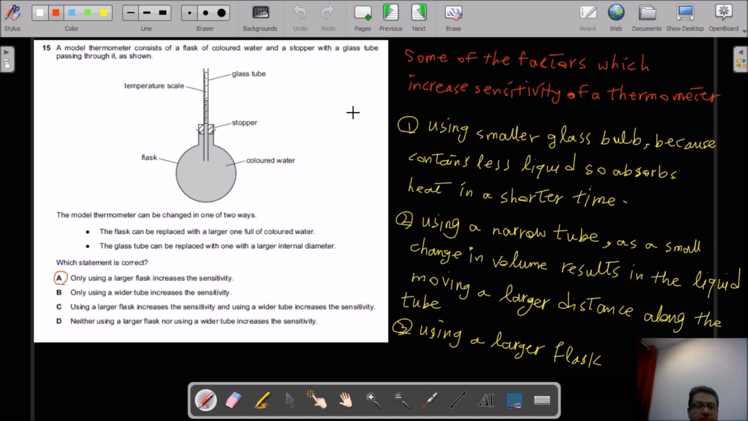Now, in these four choices, we should choose A, because it says only using a larger flask increases the sensitivity. So using a larger flask increases the sensitivity because more cross-section area will be in contact with surroundings. That's why it becomes more sensitive. So question 15, A is right.